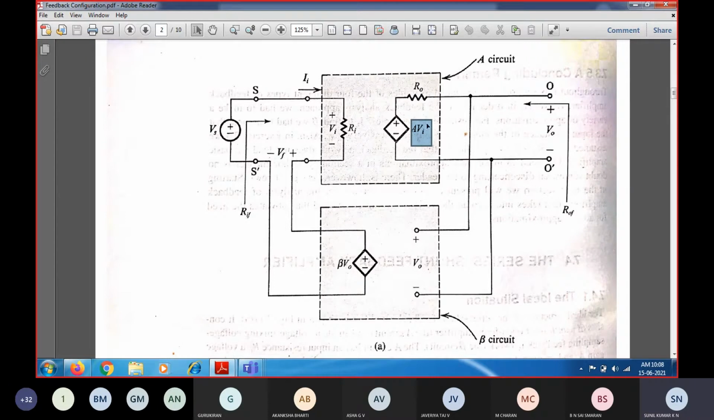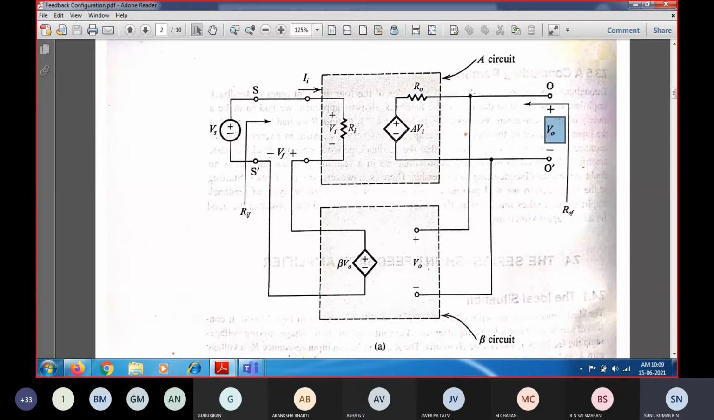So A into Vi gives the output voltage, and correspondingly the amplifier will have an output resistance as well. That is R naught. So R naught is the output resistance of this amplifier, and Ri is the input resistance of the amplifier. The entire thing I am just denoting as an amplifier circuit. This is the inside of the block diagram of the amplifier, for which you will be getting the output voltage across the load resistance, that is V naught.